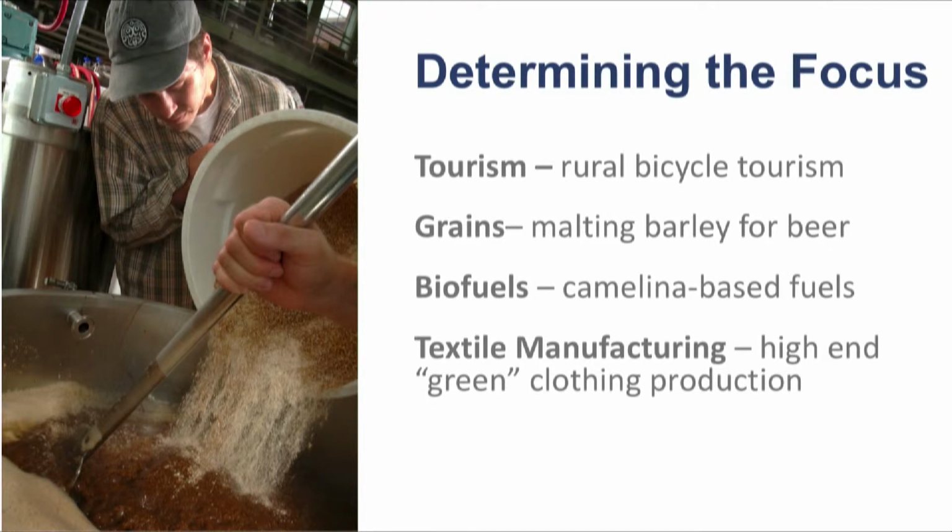Other examples of narrowing the focus include starting with grains and narrowing down to the malting barley value chain for beer production, starting with biofuels and narrowing down to the camelina-based fuels value chain, starting with textile manufacturing and narrowing down to high-end green clothing. Note that even some of these starting points are subsectors. Grains is a subsector within agriculture, and biofuels is a subsector within energy.